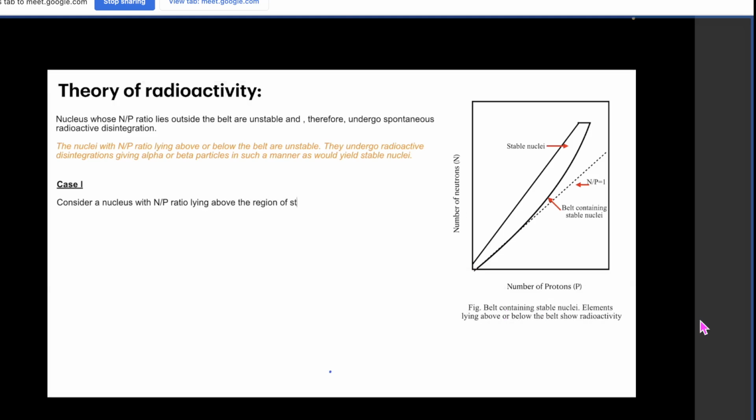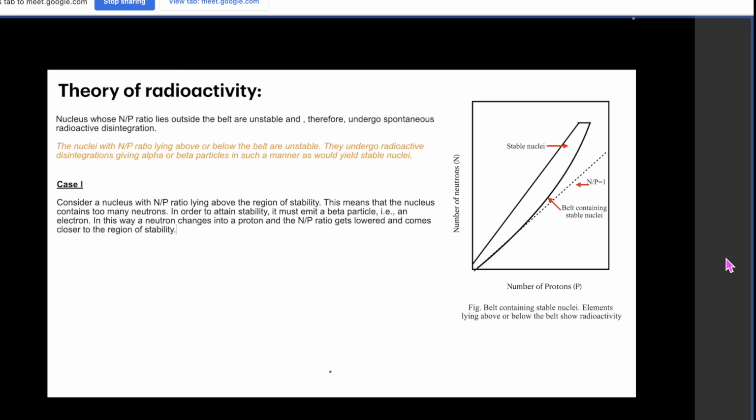We can consider case number 1, where the N upon P ratio lies above the region of stability. This means that the nucleus contains too many neutrons. If it is above the stability region, it will emit a beta particle, or we can say an electron, in such a way that a neutron changes into a proton, and the N upon P ratio gets lowered and comes closer to the region of stability.